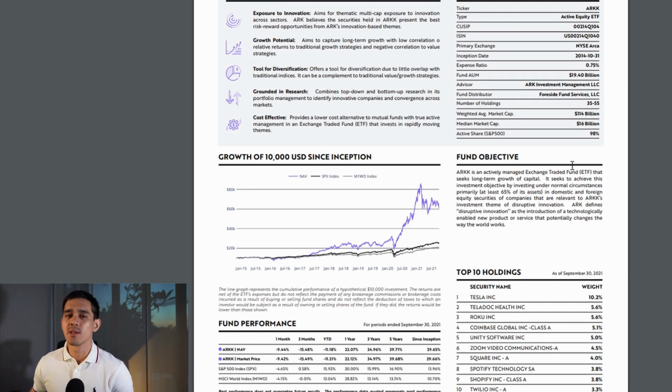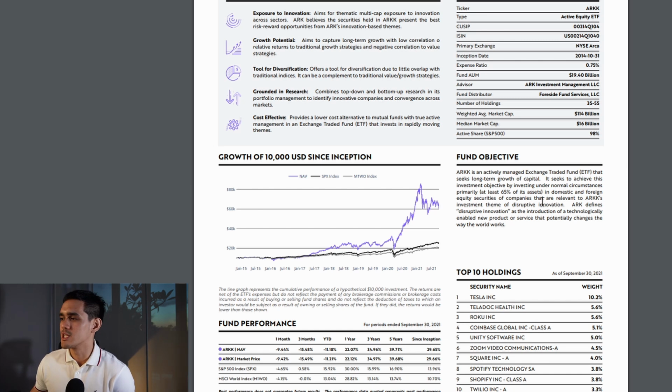So the first thing that we want to look for is this thing right here, the fund objective. And we want to know if what they are doing is in line with our investing goals. So you can see here, ARK mentions that it is an ETF that seeks long-term growth of capital. When they say long-term growth of capital, usually what they mean is that it is a high-risk investment, or rather high volatility. So in this case, right off the bat, if you're saving for something like a house or a car and you anticipate needing this money in the next 6 months to 1 year, then this fund is probably not for you.